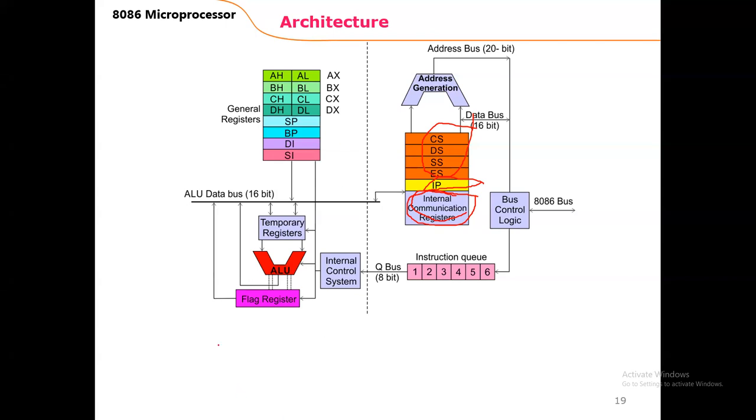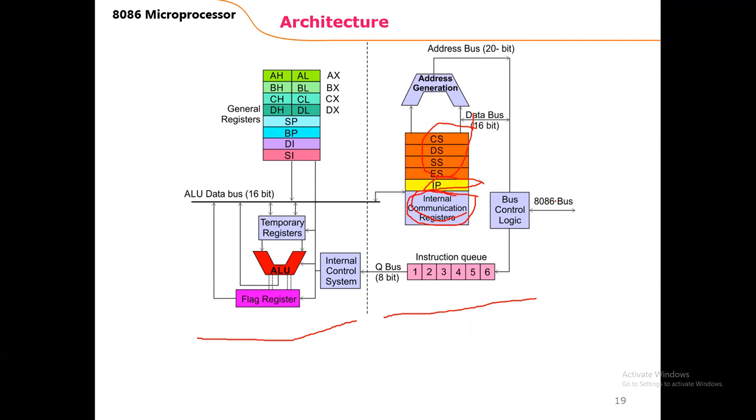See these pins. These pins are the 8086 bus. What does this pin do? This is the Q instruction. No, sir, the bus control logic. Yes, this pin, bus control. It is bi-directional. Yes, bus control logic.